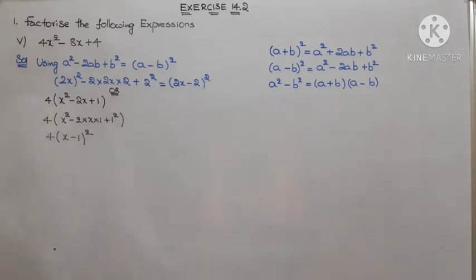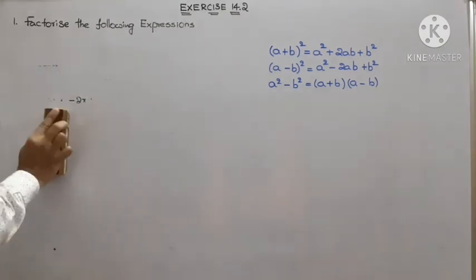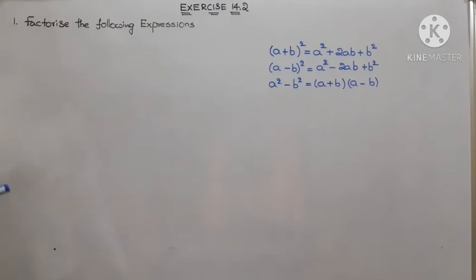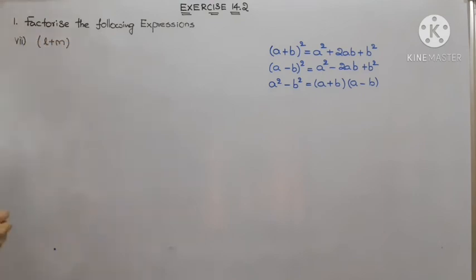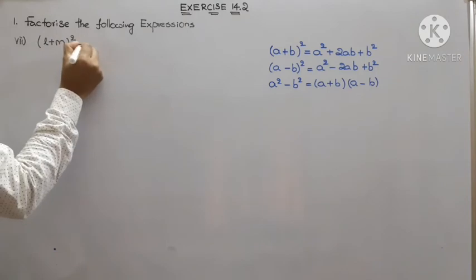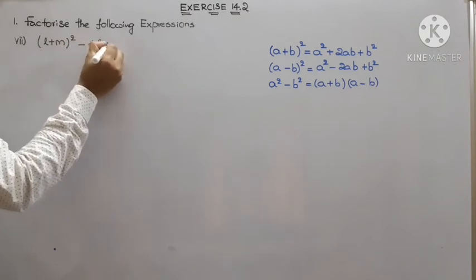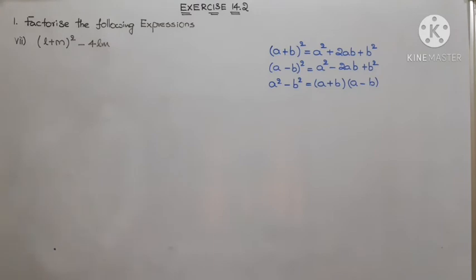In that case, now let us move to seventh one, children. Seventh question. So it is given as L plus m whole square minus 4lm. So even the hint was given there in the question itself.